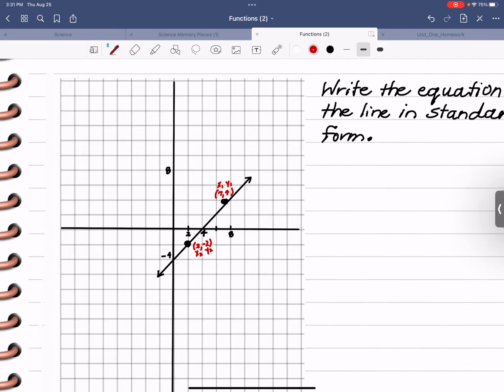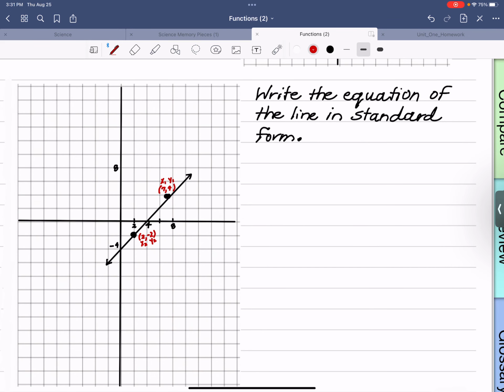Now, the instructions are to write the equation of the line in standard form. All right, we can do that. Let's go ahead and build in a pattern for the standard form. And remember what standard form looks like. It's big Ax plus big By equals big C. Ax plus By equals C.